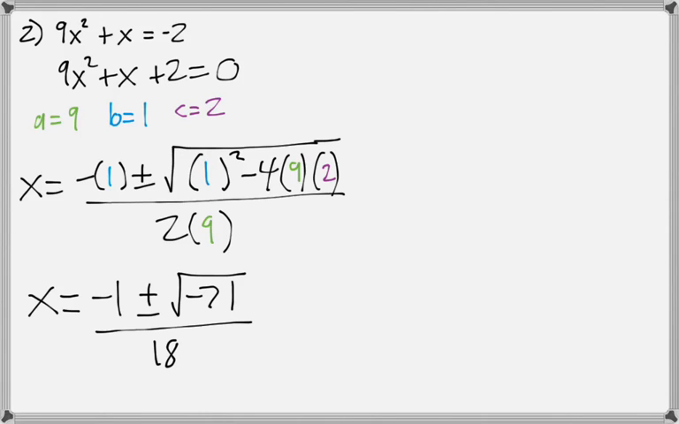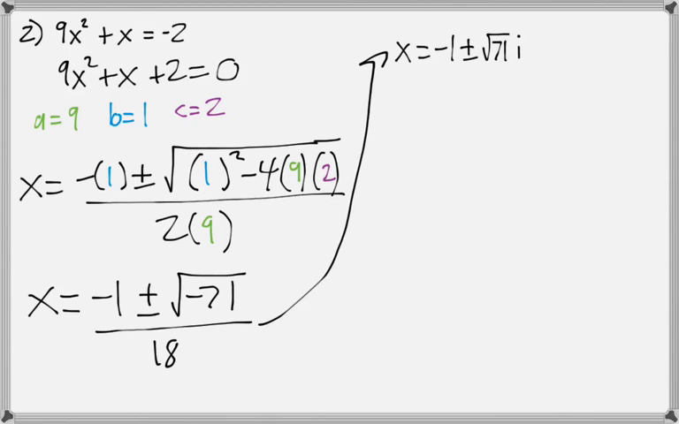Now the 71 I can't really simplify, but because there's that negative there, there's going to be an I in our answer. So -1 plus or minus square root of 71 times I over 18. And then let's split this up. So -1 over 18 plus or minus square root of 71 over 18 times I.